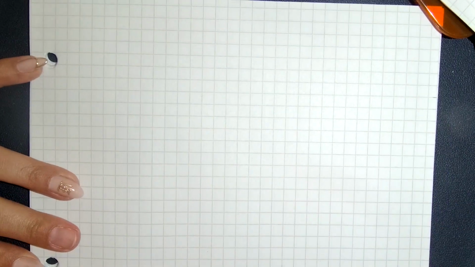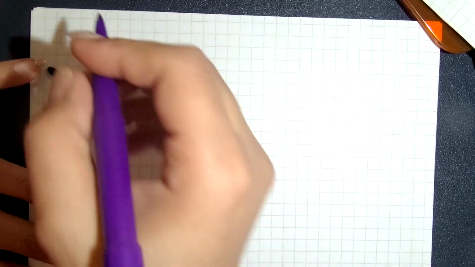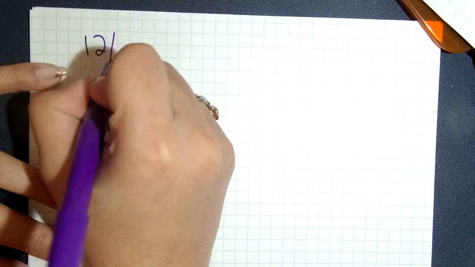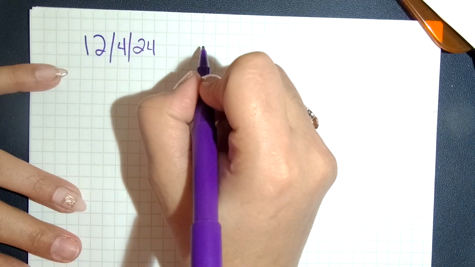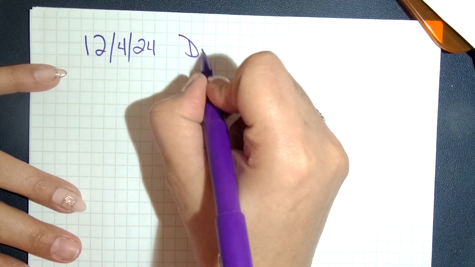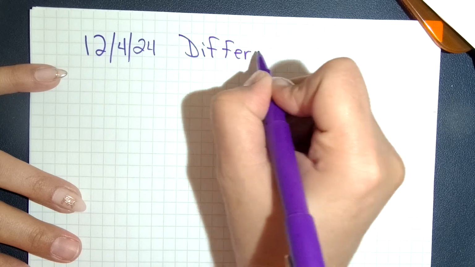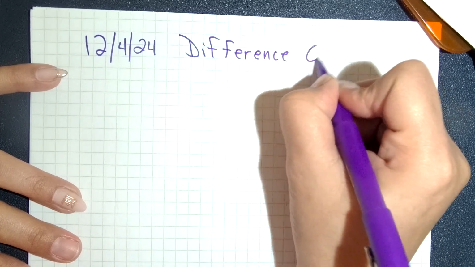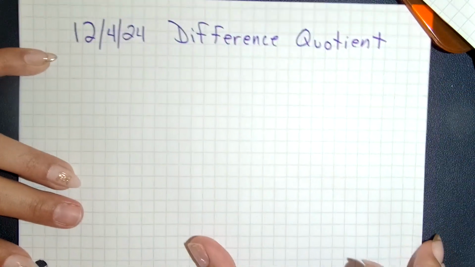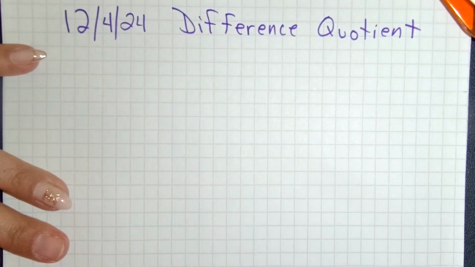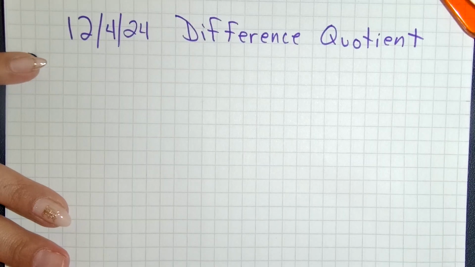Okay, here we go. Today is the 4th. We're going to be working with something called the difference quotient.